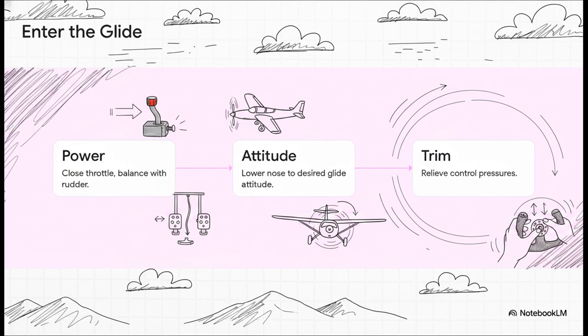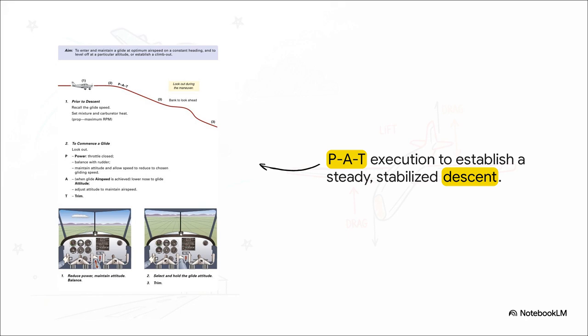Step 2 is attitude. As your airspeed bleeds off, smoothly lower the nose to your predetermined glide attitude to lock in that perfect speed. And step 3 is trim. You adjust that trim wheel to relieve the heavy control pressures on your yoke. That way the airplane essentially holds the glide attitude all by itself. Power, attitude, trim. Simple as that. Let's look at how this sequence actually builds a steady, stabilized descent.